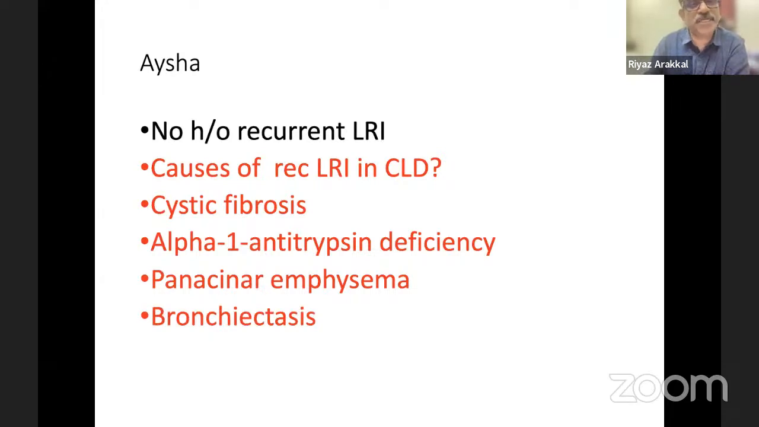And that can also cause bronchitis. You can get bronchitis in cystic fibrosis and also in alpha-1 antitrypsin deficiency. Even with the more common lesion in alpha-1 antitrypsin deficiency, pan-acinar emphysema, you can also get bronchitis.